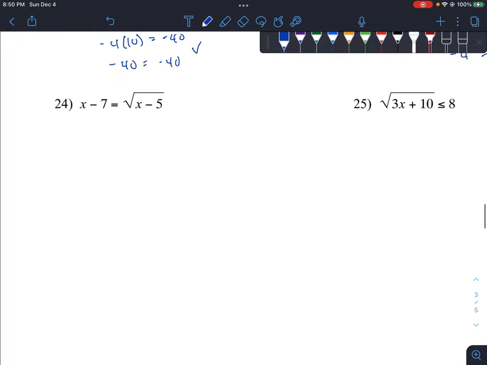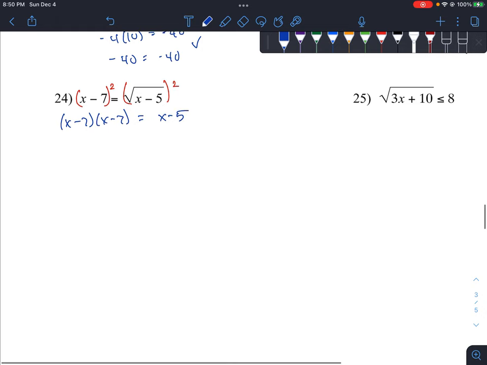Alright, for 24, for this one right here, it's already isolated. So let's go ahead and get rid of the radical by squaring both sides. Now just remember here that this is equivalent to x minus 7 times x minus 7. So that's going to have to be distributed. It's equal to x minus 5.